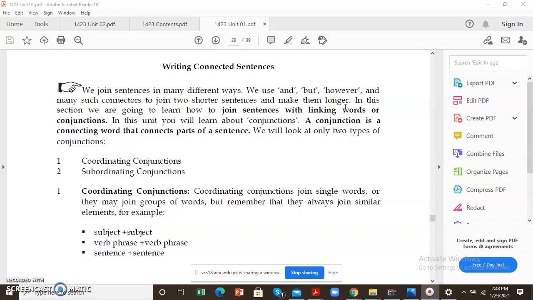In this section, we are going to learn how to join sentences with linking words or conjunctions. You will also learn how conjunctions are used to connect different parts of sentences. We will look at only two types of conjunction, so we will quickly take a review of the coordinating conjunction and subordinating conjunction.